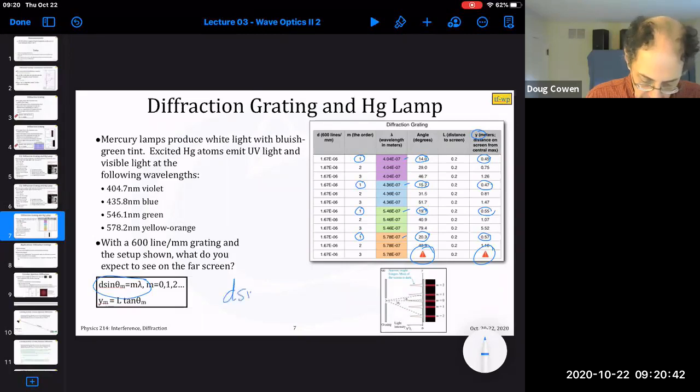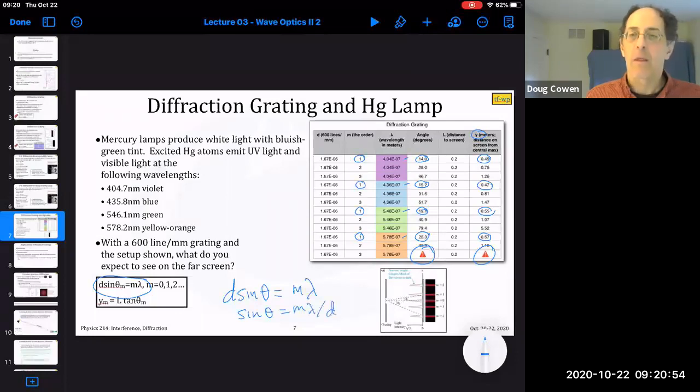d sine theta equals m lambda. And actually, if I move the d over to the other side, m lambda over d, what do you think will happen? That's right. We'll get out of the range of the arc sine. So theta equals the arc sine of m lambda over d.